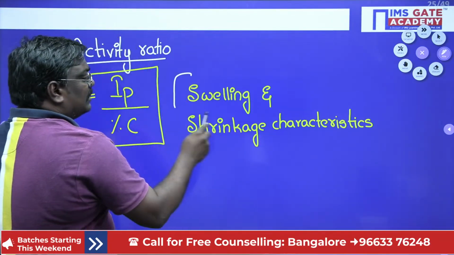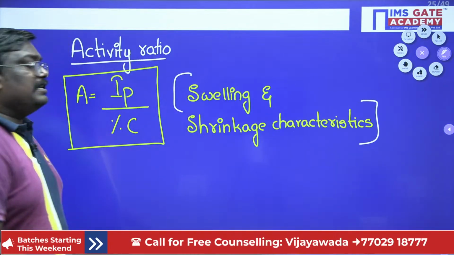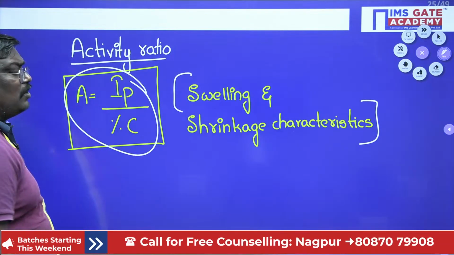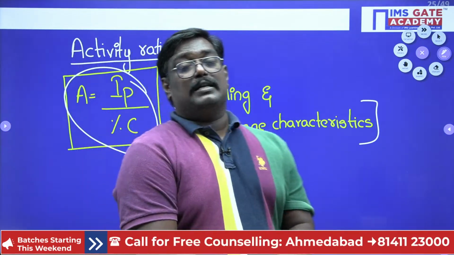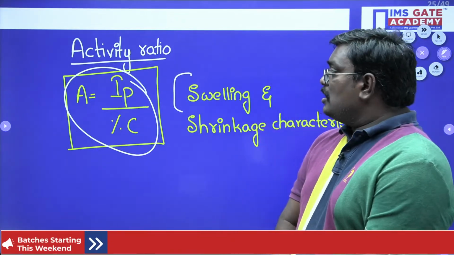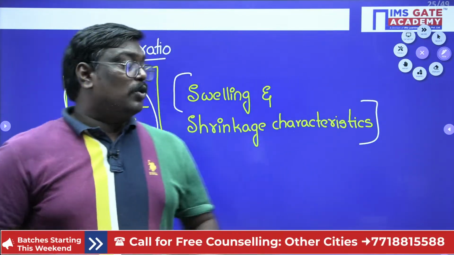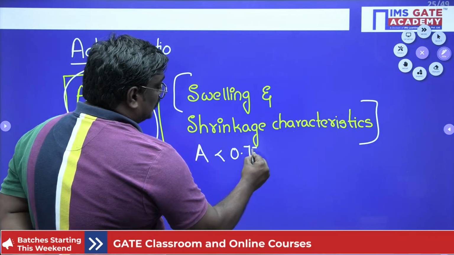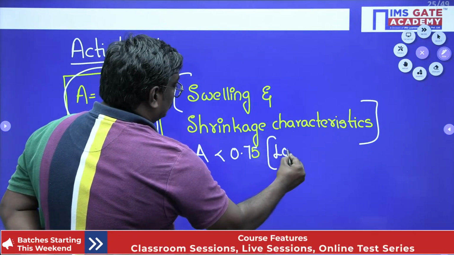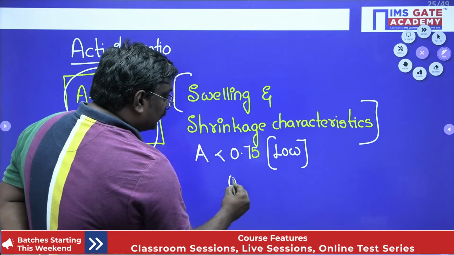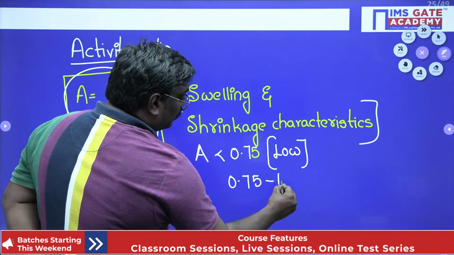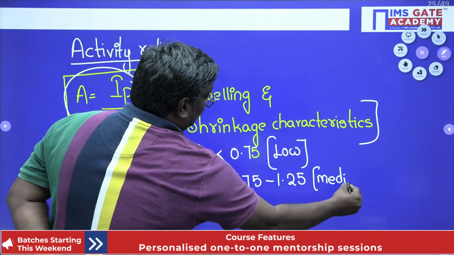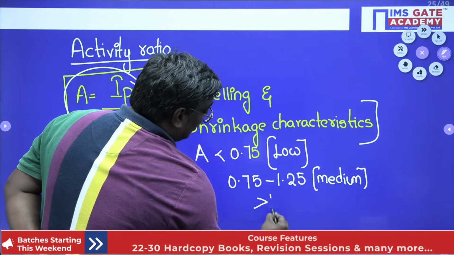So the swelling and shrinkage characteristics of a soil are represented by a number called the activity ratio. Here the activity ratio is defined as the ratio of plasticity index to the percentage of clay fraction. When the activity ratio is less than 0.75, it is low active. When it is between 0.75 and 1.25, it is medium active. When it is more than 1.25, it is highly active.